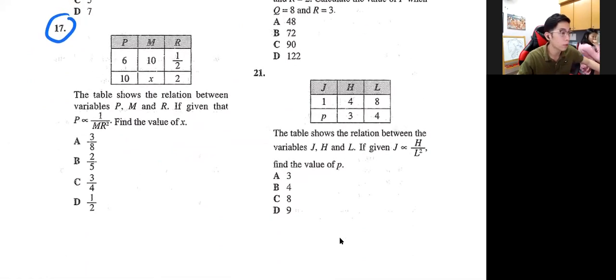Now question 17. Megan, you have to check again. Your answer for number 3 is wrong already. Terence, let me see Terence. Iman, let me see your answer first.